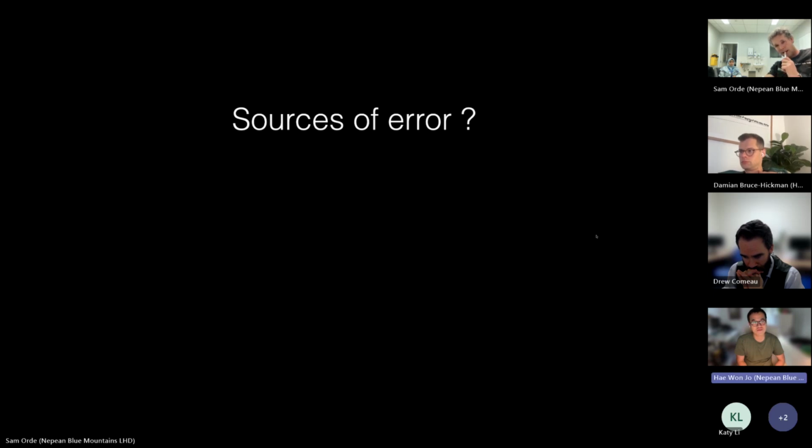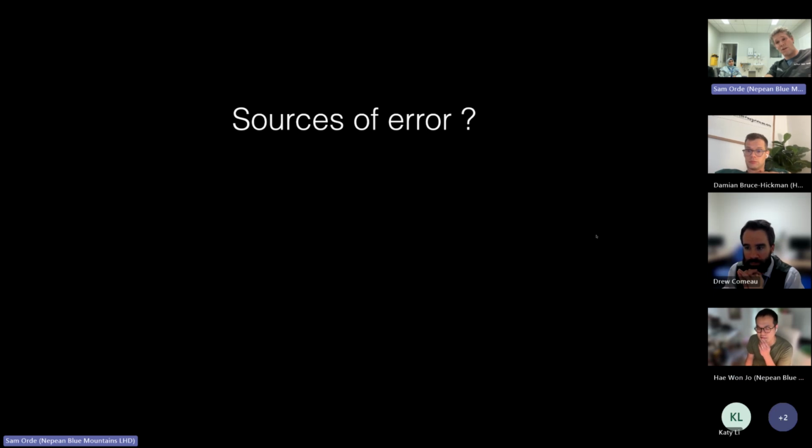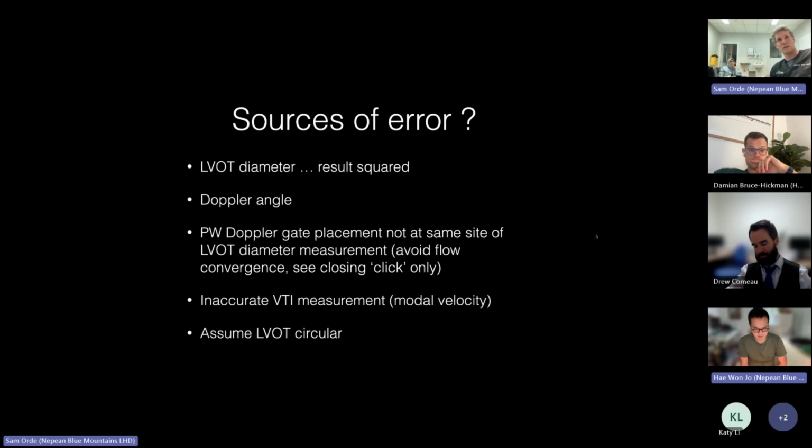Stroke volume. I think there are two main ones. Why do you care about the LVOT diameter being measured wrong? Why is that important? Because it's squared, so the error will be squared. The other is the Doppler angle. I also think about where we're putting the pulse wave Doppler gate.